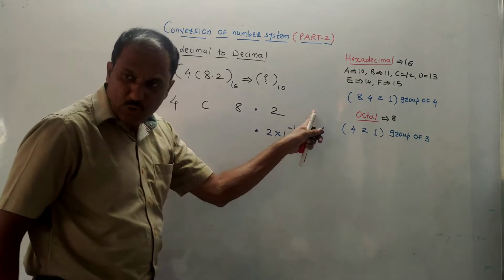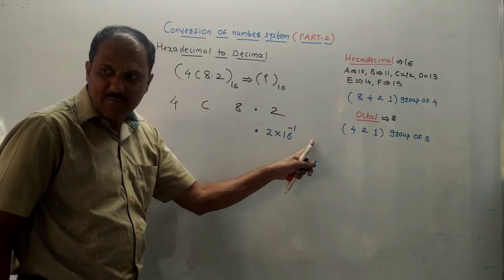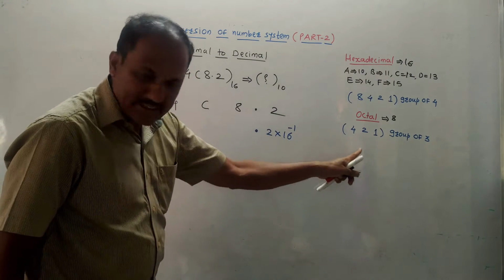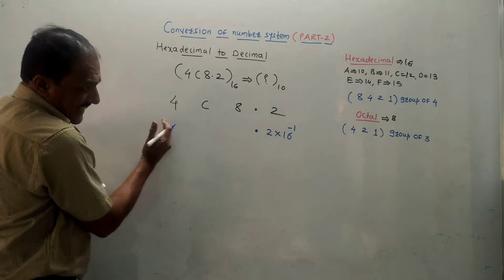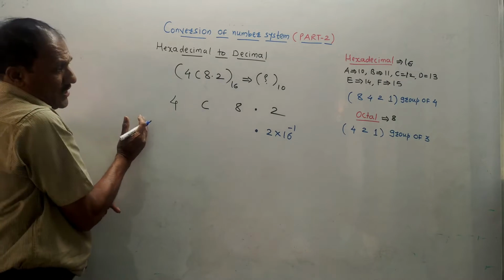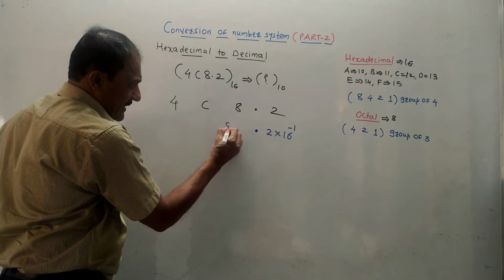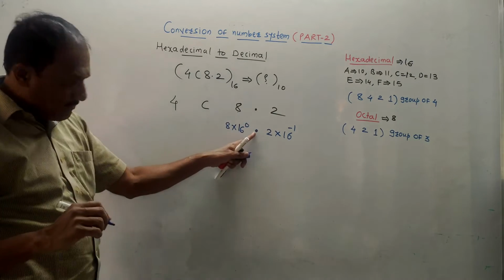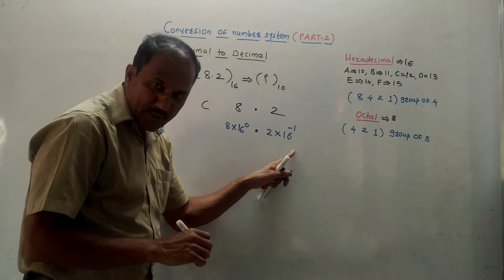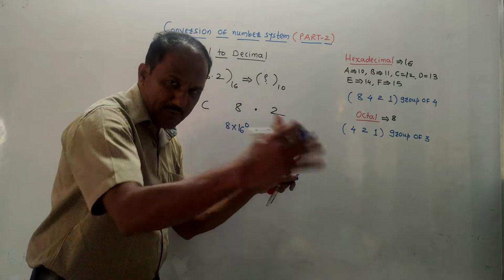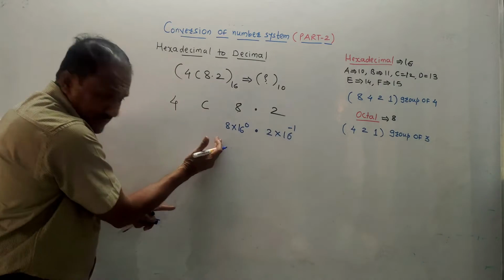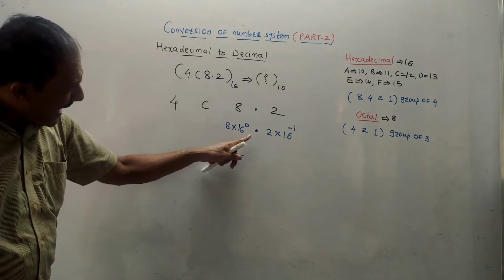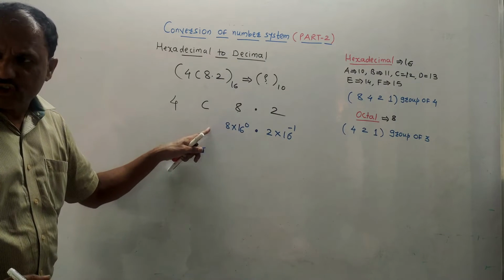Then suppose one more number would have been there, I would have multiplied that number by 16 raised to minus 2, then minus 3, and so on. On this side, from RHS to LHS, consider the number. The first number is 8. It is 8 into 16 raised to 0. Do remember, after the decimal point you need to multiply the numbers by 16 raised to minus 1, minus 2, minus 3. Then before the decimal point, from right to left, go on multiplying each value by 16 raised to 0, 16 raised to 1, and so on.